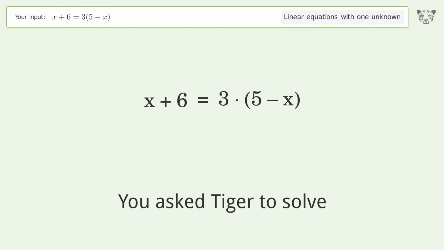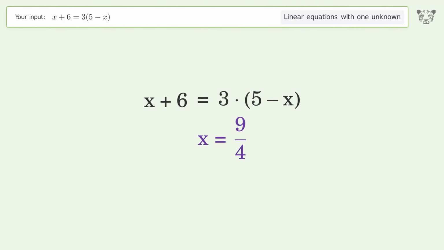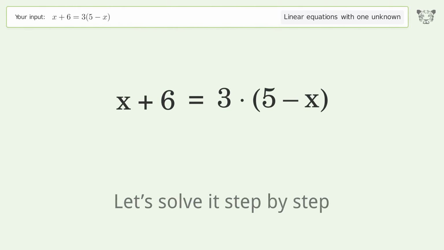You ask Tiger to solve this. This deals with linear equations with one unknown. The final result is x equals 9/4. Let's solve it step by step.